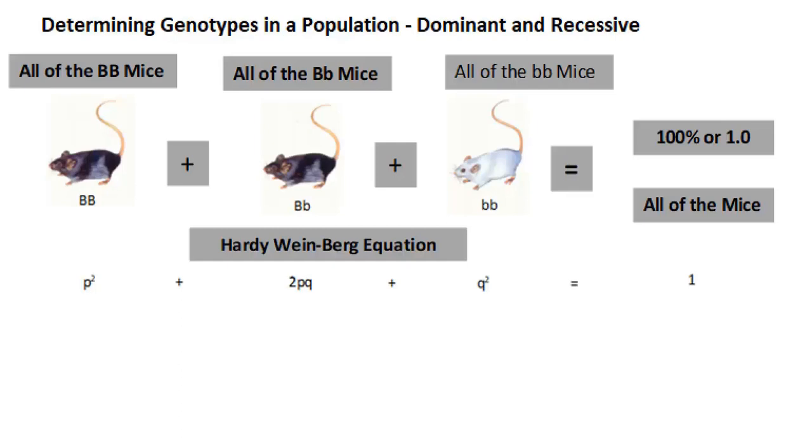Homozygous dominant, or big B, big B, is what's called p squared. Heterozygous, or big B, little b, is 2pq. Homozygous recessive, well, that's q squared.